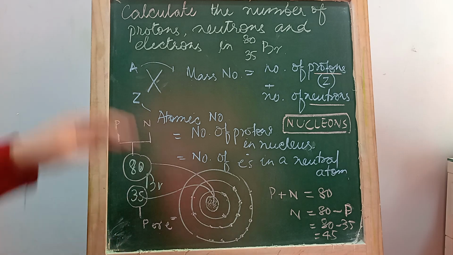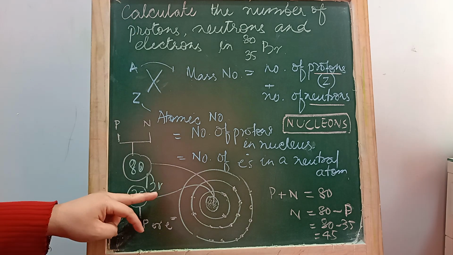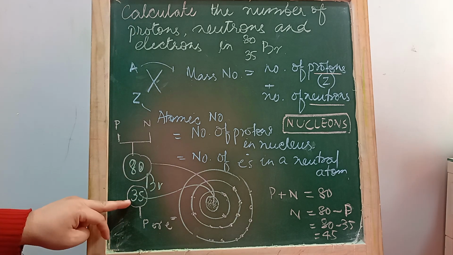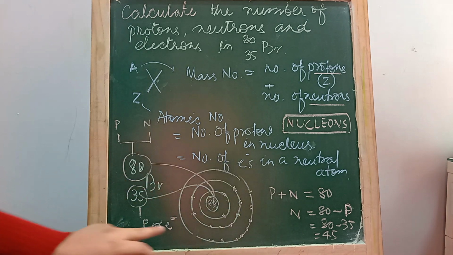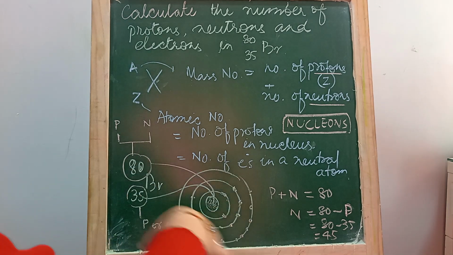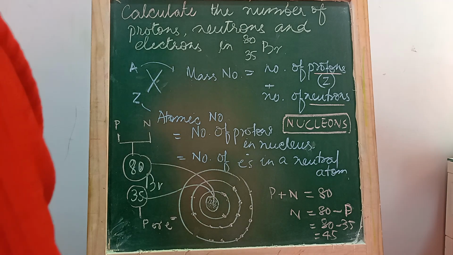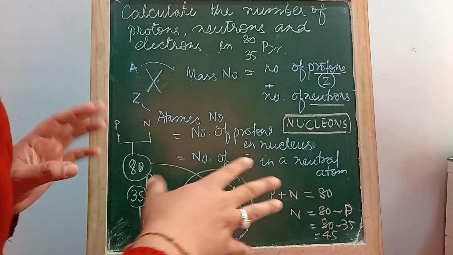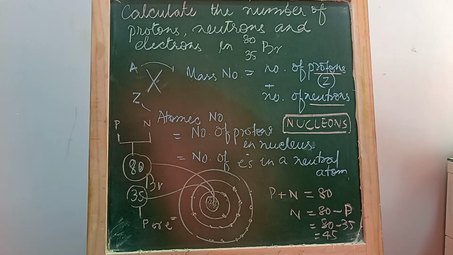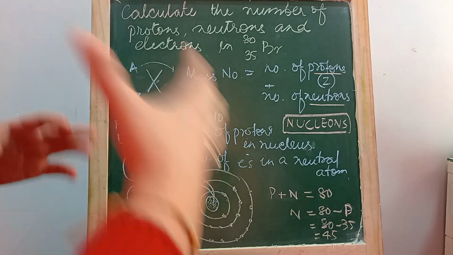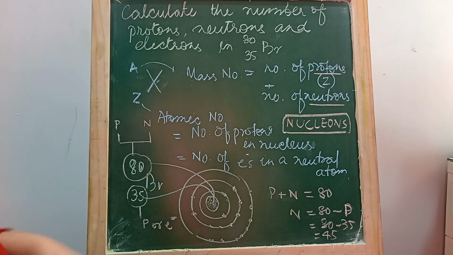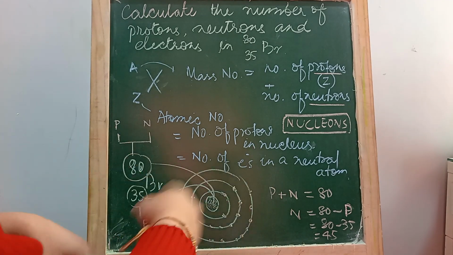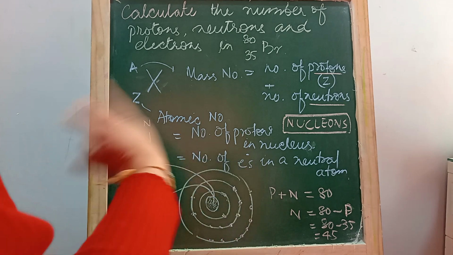So let's come to our problem now. They give bromine. This is the mass number, this is the atomic number, right? Atomic number is denoted by Z, and it is the number of protons in the nucleus, or the number of electrons revolving around the nucleus. The Rutherford model of an atom is similar to our solar system on a small scale, where the sun is the nucleus and electrons like planets are revolving in a fixed orbit around it.